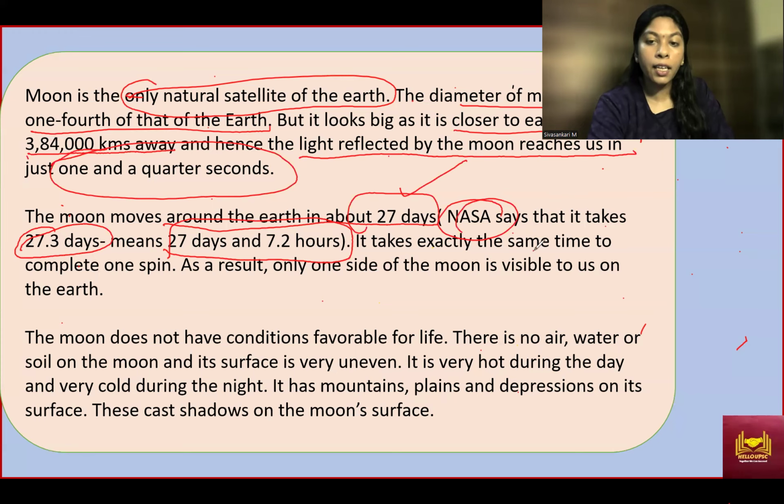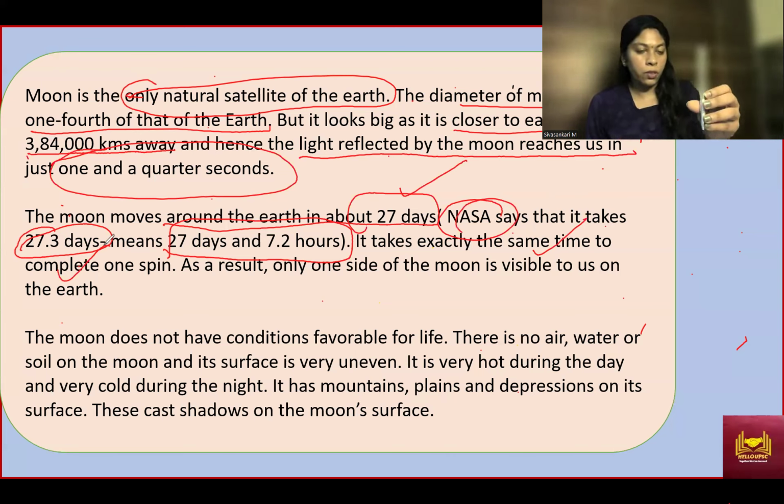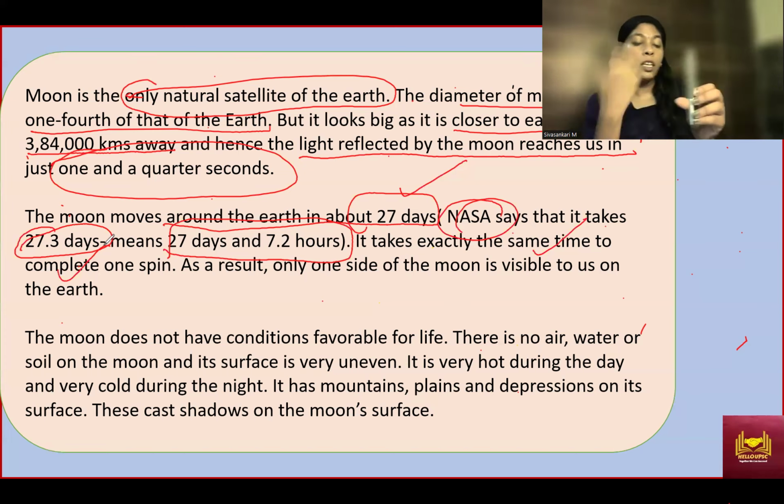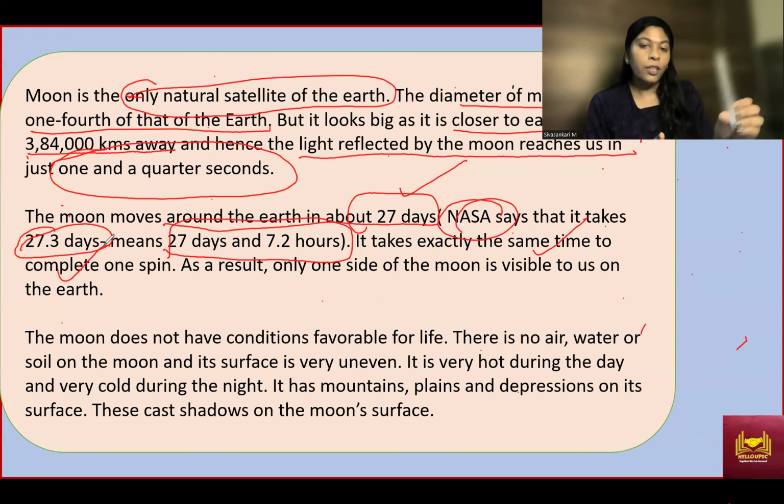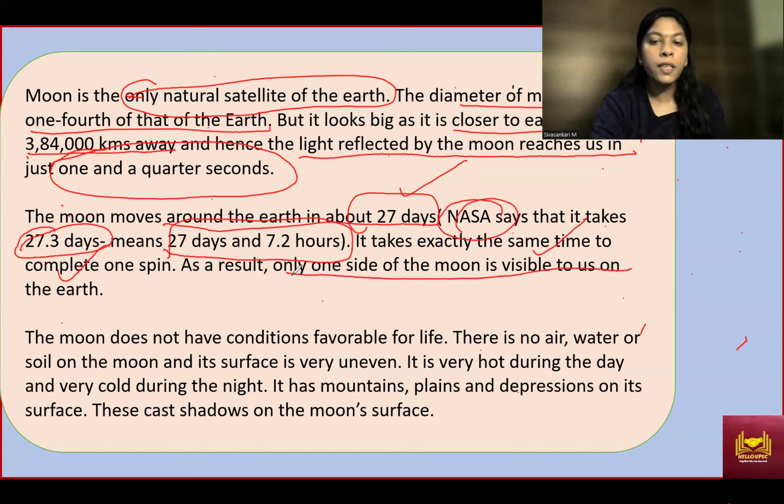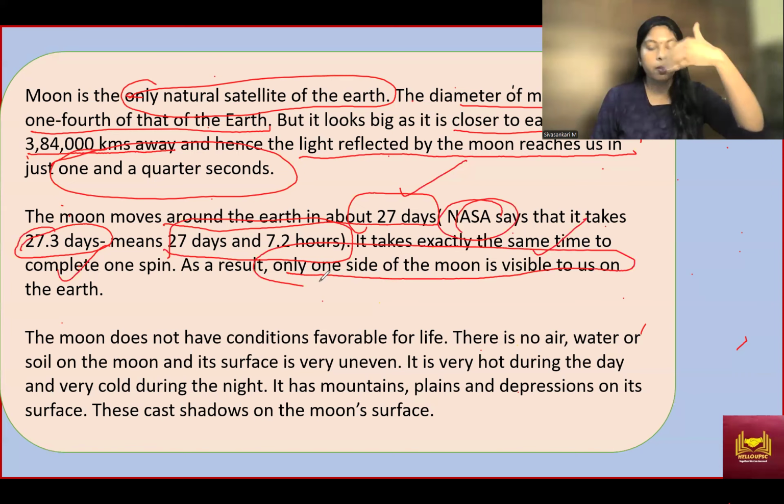Okay, so it takes exactly the same time to complete one spin. But it is not the same in the case of Earth. Earth takes 24 hours to complete one rotation, and 365.4 days to complete one revolution. Totally different. So the revolution time is more compared to the rotation time. But moon takes the same time to rotate as to revolve around the earth. That is the reason we only see one side of the moon always. Only one side is visible to us.